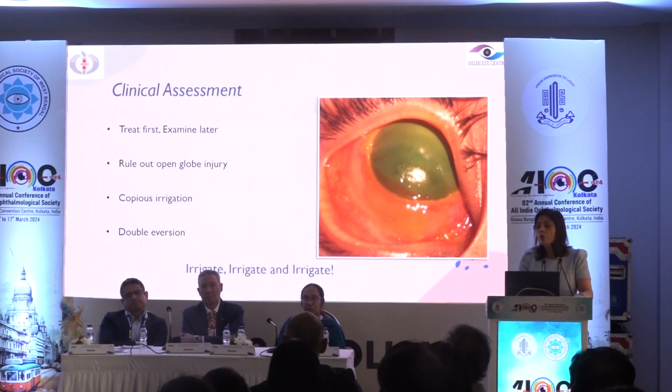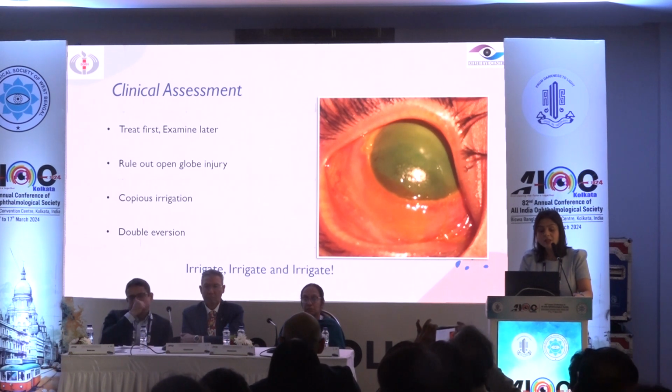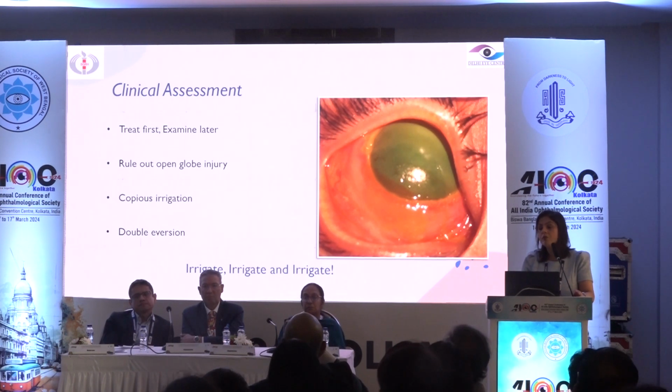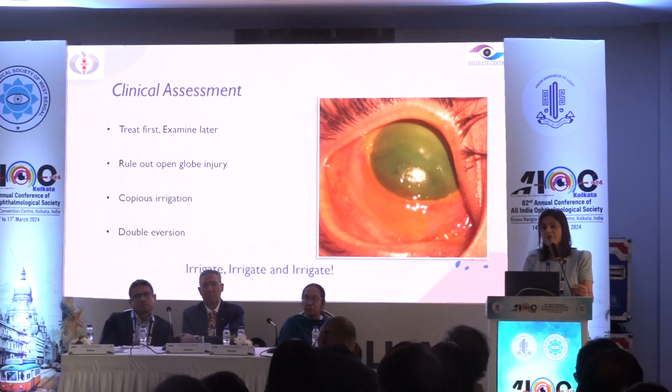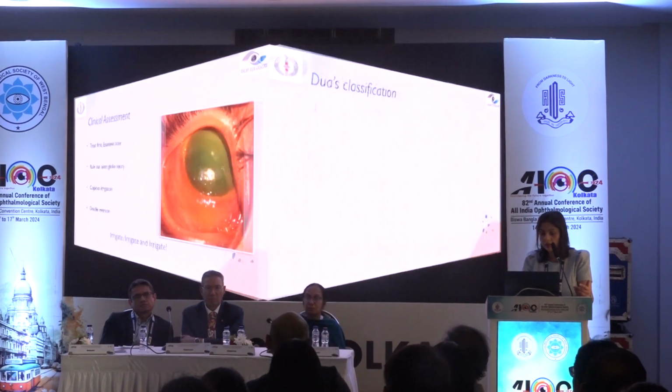This is one of the true ocular emergencies, and the dictum here is: treat first and examine later. All we need to do is a quick examination to rule out open globe injury, and then proceed with copious irrigation with the cleanest fluid that is easily accessible to us. Like I mentioned before, double eversion when we are irrigating the eye is important to look for any residual particulate matter. If we have litmus paper strips with us, it helps to check the pH from the ocular surface.